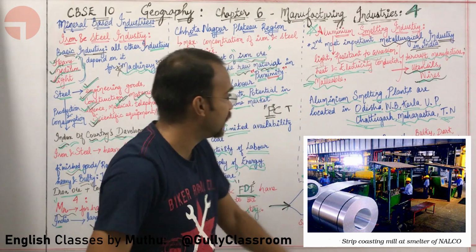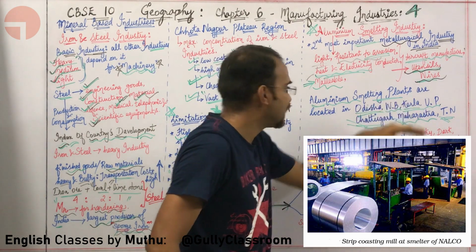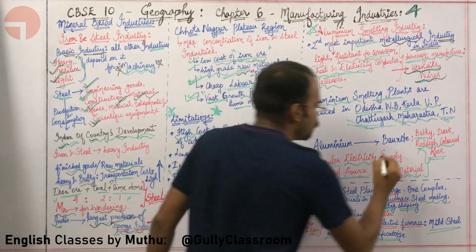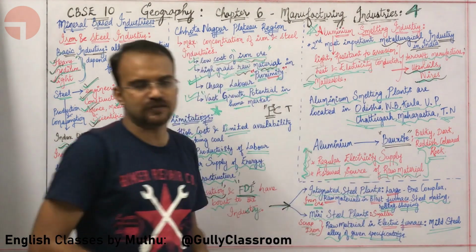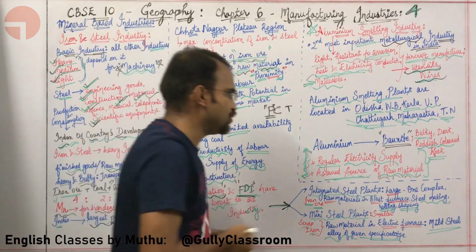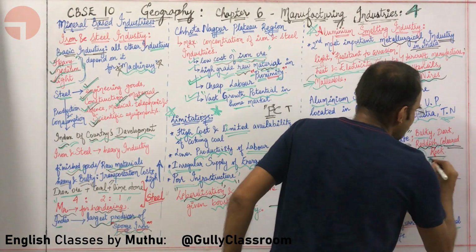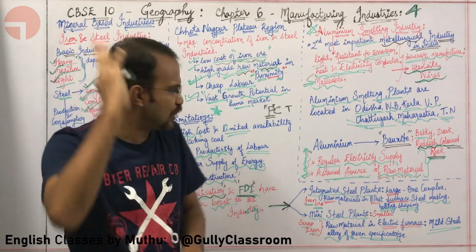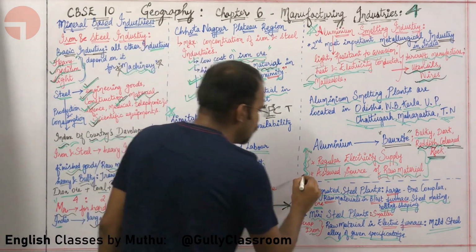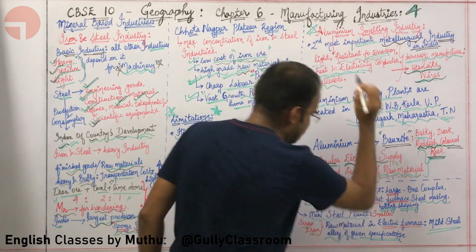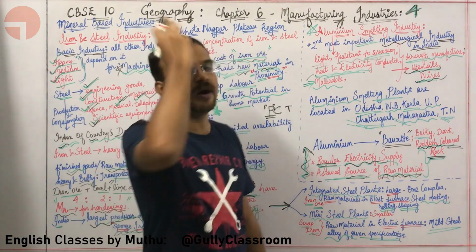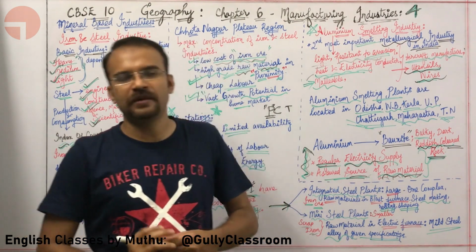Aluminium smelting plants are located in Odisha, West Bengal, Uttar Pradesh, Kerala, Chhattisgarh, Maharashtra and Tamil Nadu. Aluminium is extracted from the ore called bauxite. How can we improve the aluminium industry? We can improve it by having regular electricity supply and an assured source of good raw material. That's basically the aluminium industry.